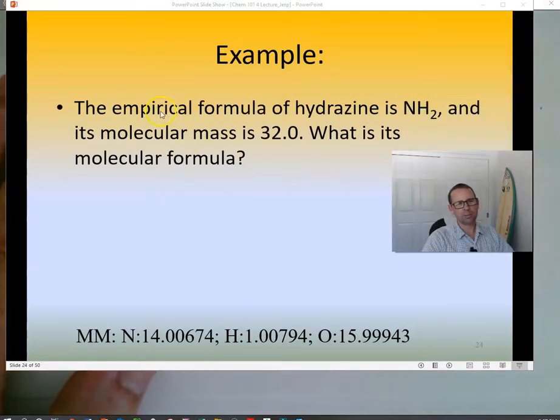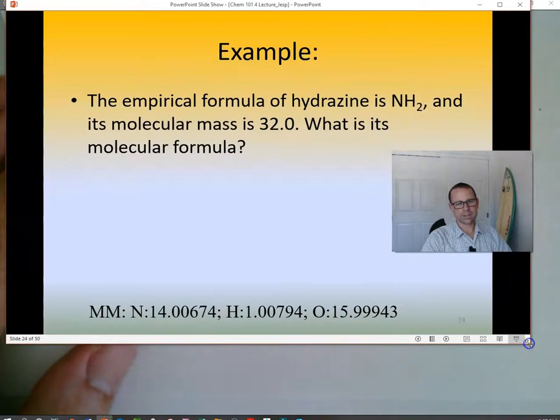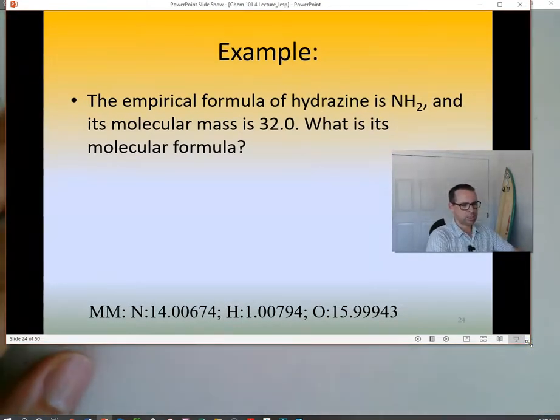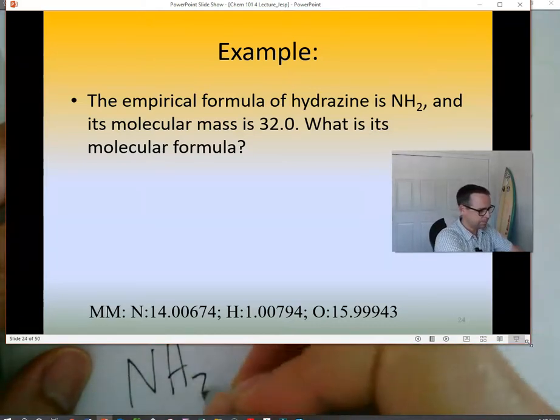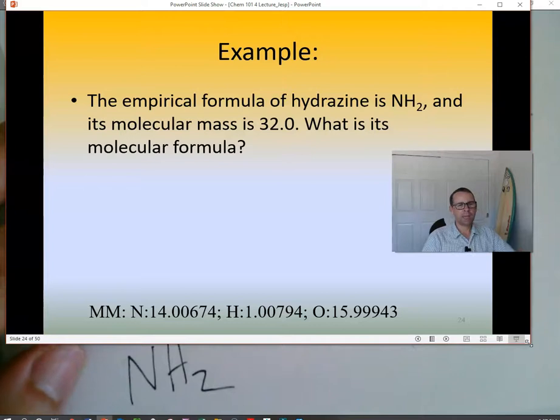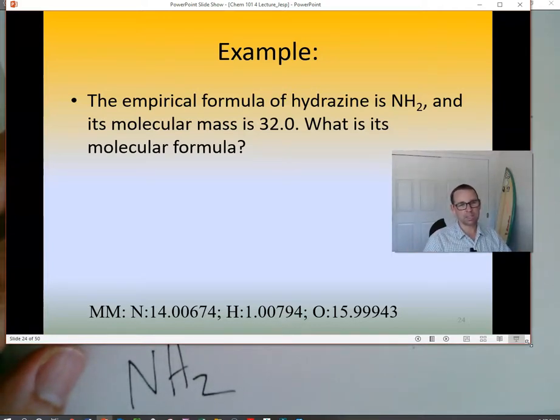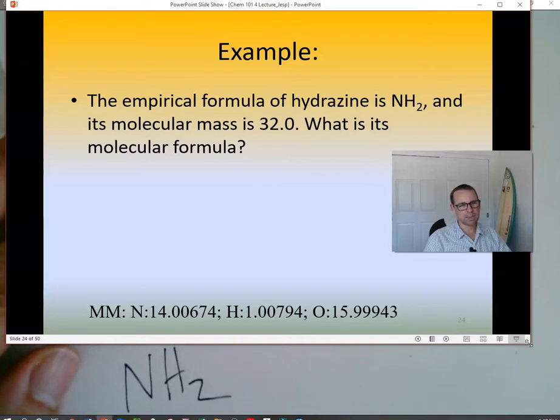If we have an empirical formula of this chemical, hydrazine, and it's NH2. That's the empirical formula, NH2. Okay? And the molecular mass, not the empirical mass, but the molecular mass. The molecular mass is 32. So what is the molecular formula?